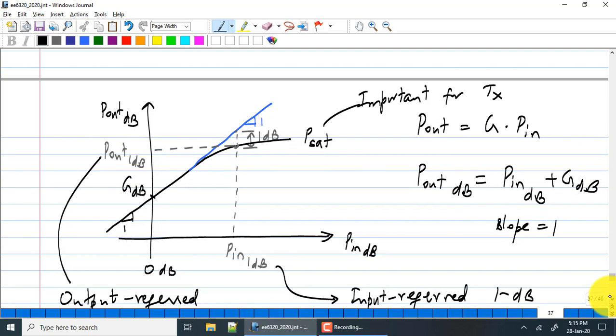And that is characterized by some standard value called the 1 dB compression point, where the actual power from the circuit reduces from the ideal power expected from the circuit by 1 dB. So the difference between the actual and the ideal is 1 dB. And if you take the x value, that is the input referred 1 dB compression point, and the y value is the output referred 1 dB compression point.